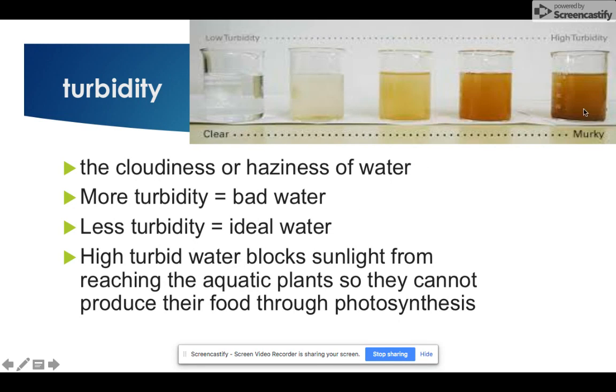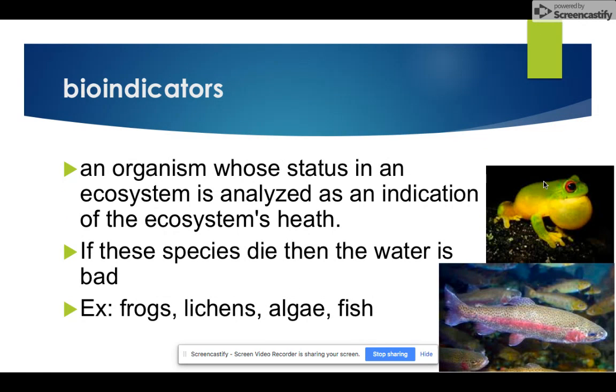Now, when it's really turbid and really dark, that's when it blocks sunlight. And when it blocks that sunlight, the plants that live in that water can't produce any food and they can't make oxygen. So there's no photosynthesis going on. And of course, that kills everything that's living in that water.